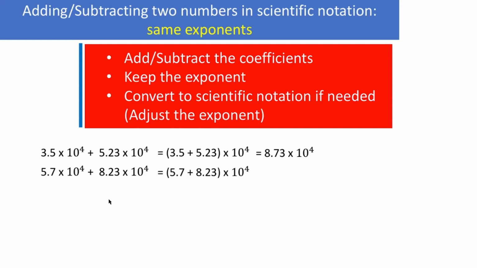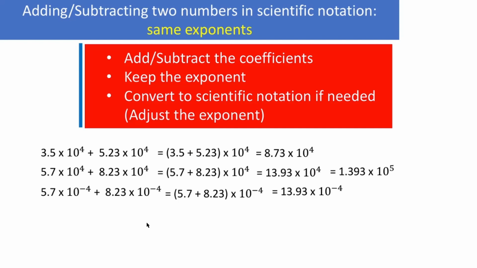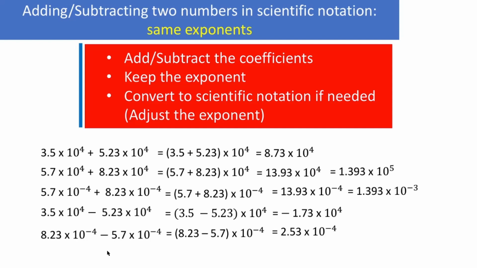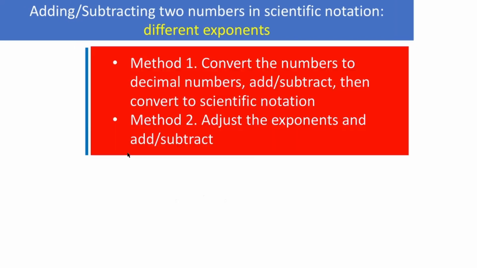Another example, add. Now I get a number that is not in scientific notation. Remember, I need to move this to the left, and I add 1 to here. Okay? Here, another example with negative exponents. The same thing. Again, that's not in scientific notation. If I move this to the left 1 position, I have to add 1 to this. Add 1 to this becomes minus 3. Here is subtraction. Same thing. Subtraction. Okay. Now adding, subtraction, more examples.